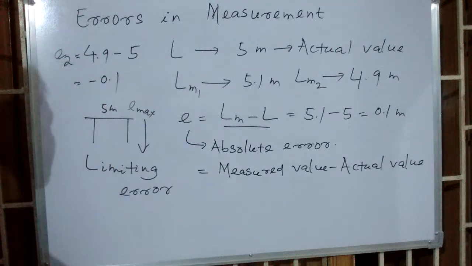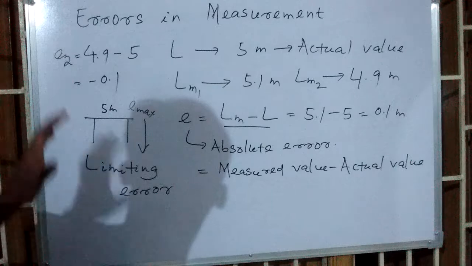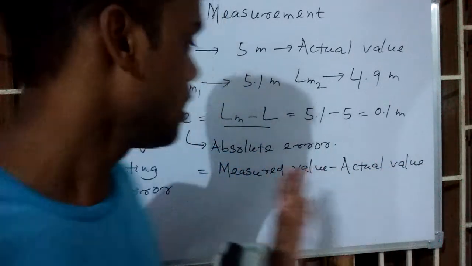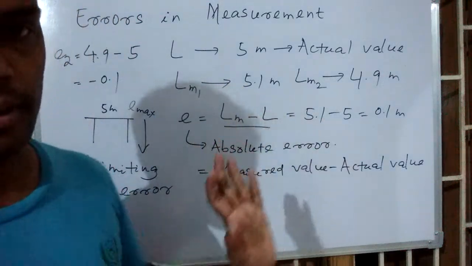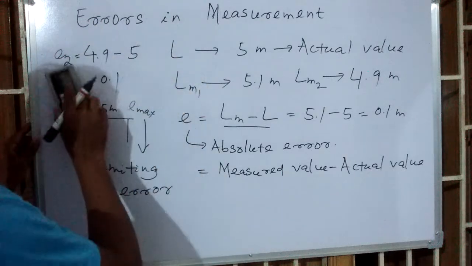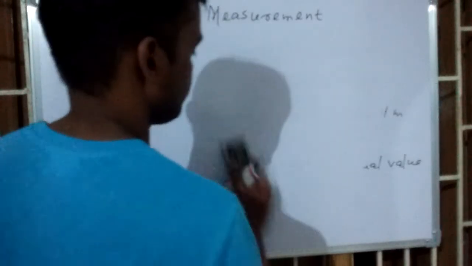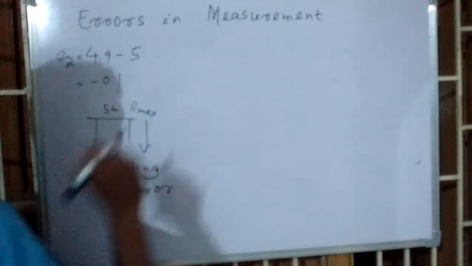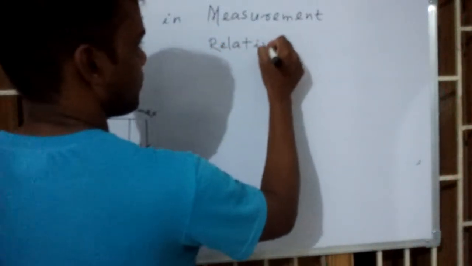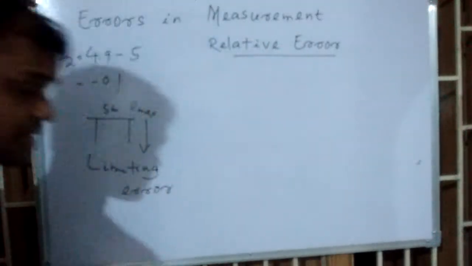Okay, this is one type of error. Absolute error is one type of measuring error. Then another way is relative error. What is that? So what is relative error? We shall see.